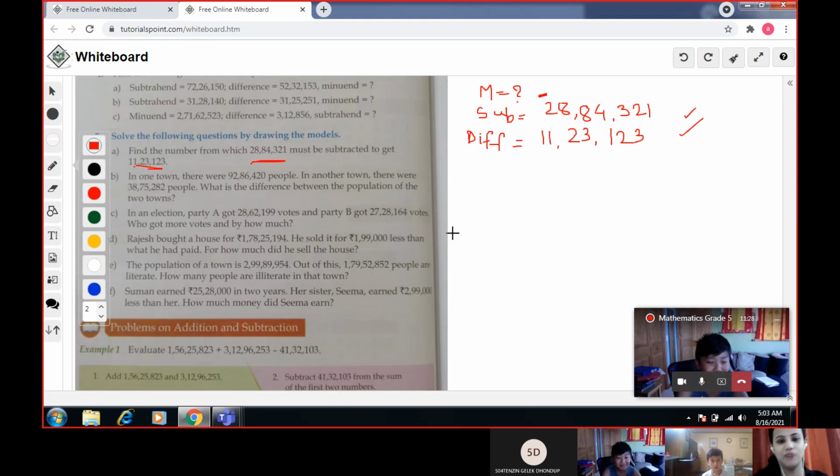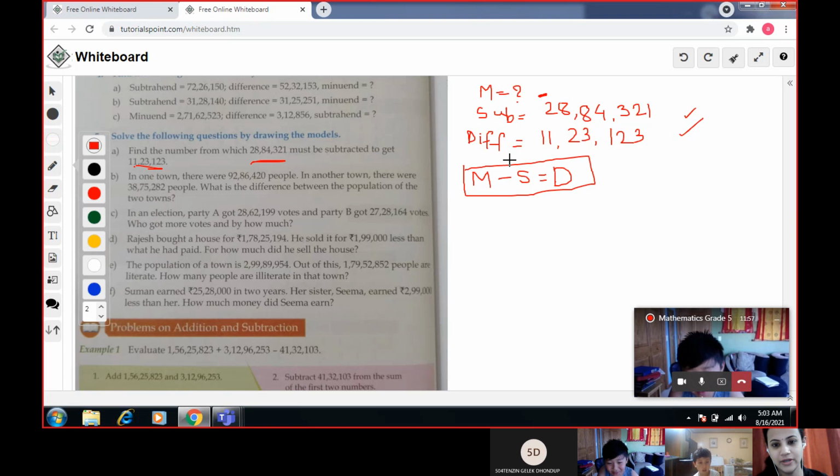So to find the minuend, what are we doing? We have just learned one formula in the previous class, that is minuend minus subtrahend equals difference. This is the main formula through which we solve all the problems. Here subtrahend is given and difference is given, and we have to find the minuend. So whatever things are given, just bring them all to one side of the equals sign.